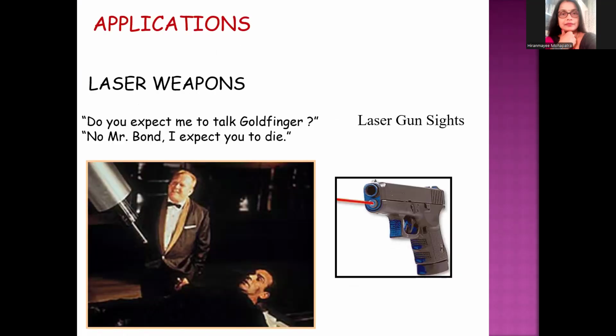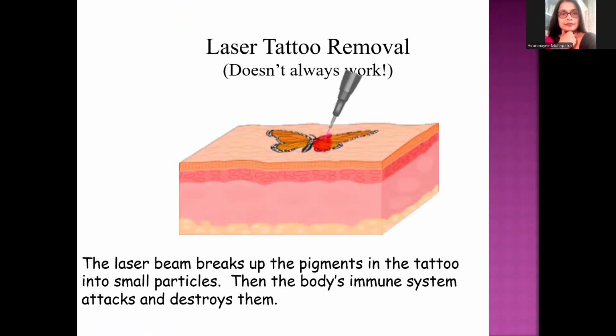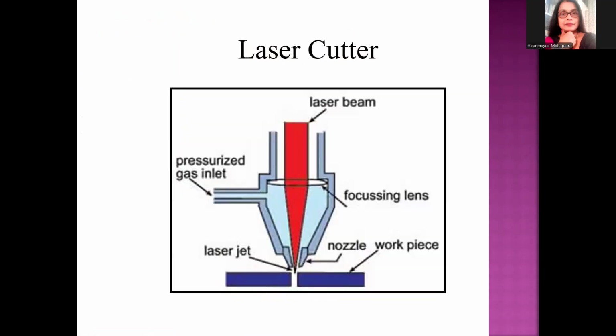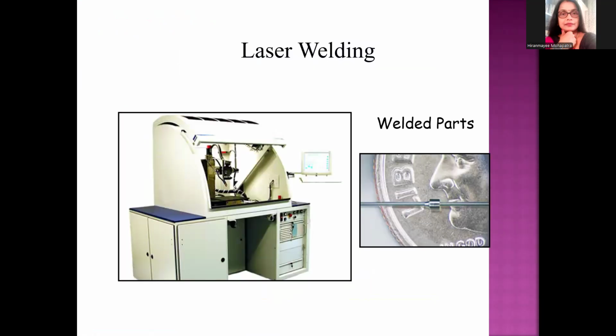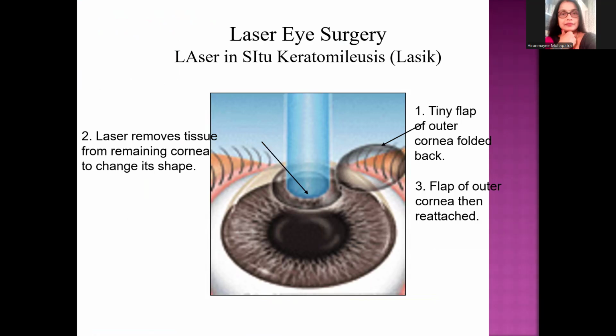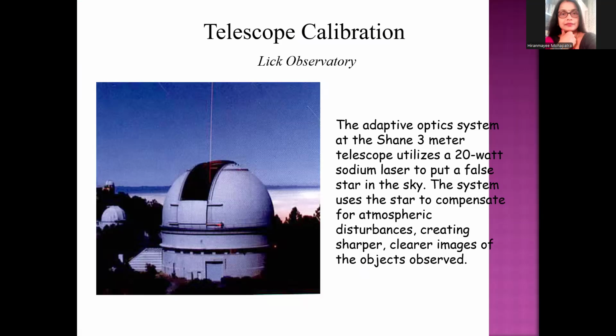So laser diodes are widely used in optical communications, laser weapons, laser targeting, guided bomb lasers, and the tattoo removal process. Lasers are used in manufacturing. Lasers are used in industries as a cutter. For welding purposes, you can use laser light. For eye surgery, you can use laser light. You can use laser barcode scanners. Then for telescope calibrations, you can use laser lights.